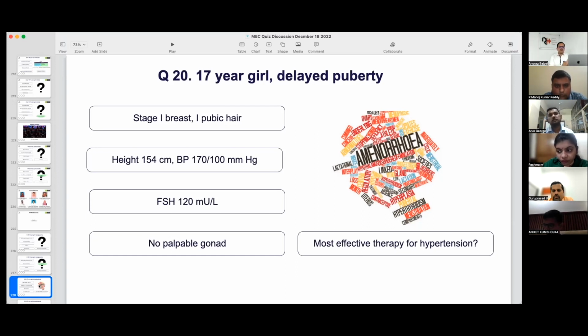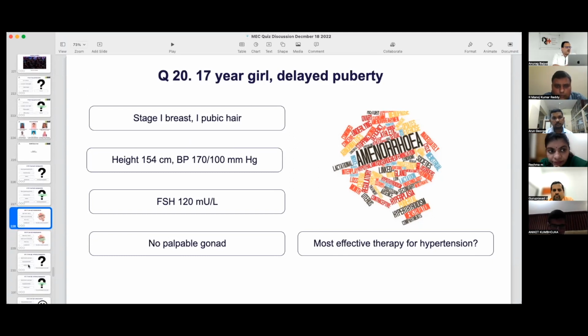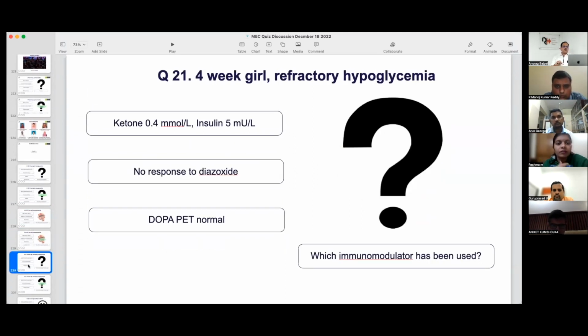So again, a good big round of applause to Dr. Aniket. 5 marks for that. Now you have a direct question, Dr. Aniket, coming up for you. Your direct question is a 4-week-old girl with refractory hypoglycemia. Ketones are negative. Insulin is high. No response to diazoxide. Dopa PET did not show a focal lesion. Which immunomodulator has been used in this scenario?